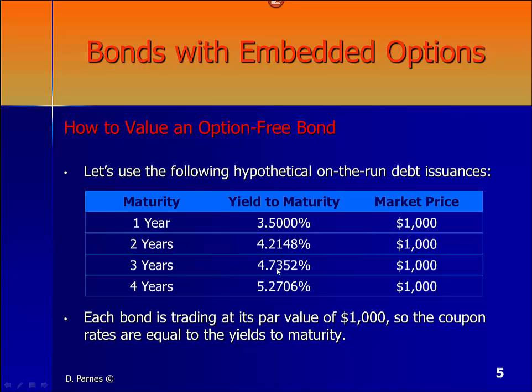3 years, 4.7352%, and 4 years is 5.2706% with the same market price and the same par value of $1,000. Okay? These are the spot rates. The spot rates will help us to discount the future cash flows back to present time.